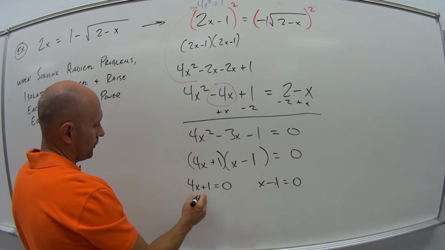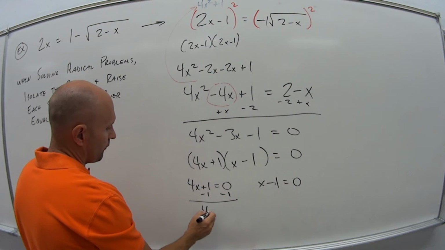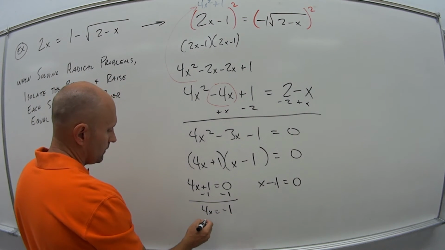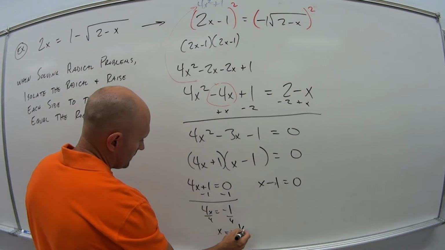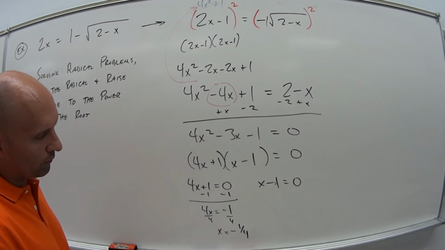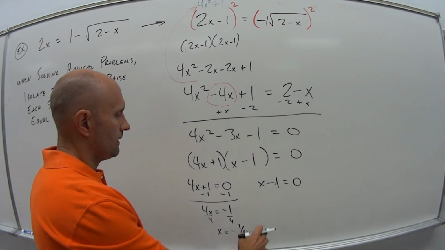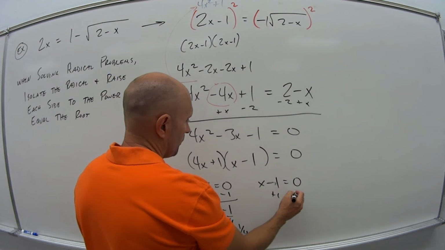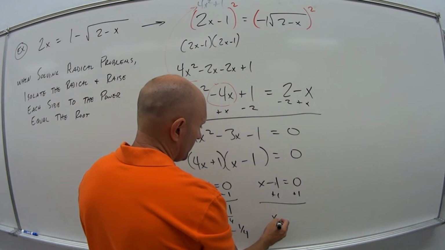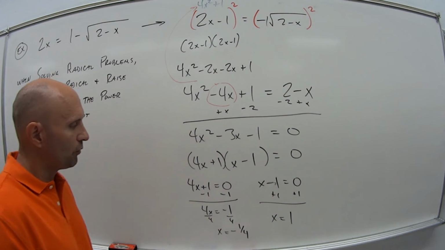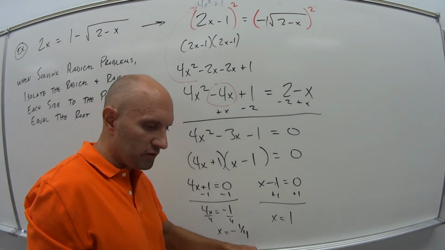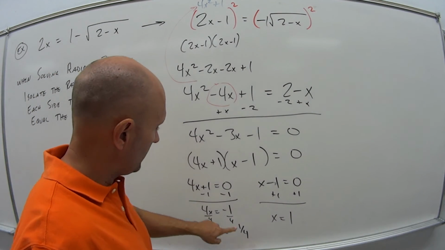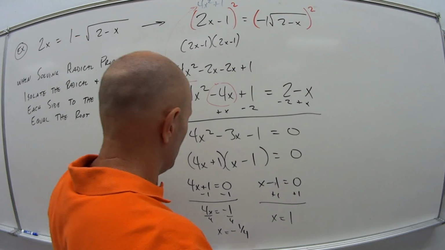Move this 1 over, so we get 4x equals negative 1. Divide everything by 4, says x might be negative 1/4. And how about here? Add 1 to both sides. So I said x might be equal to 1. So now again, I must check my answers. Plug in the negative 1/4 into the original.